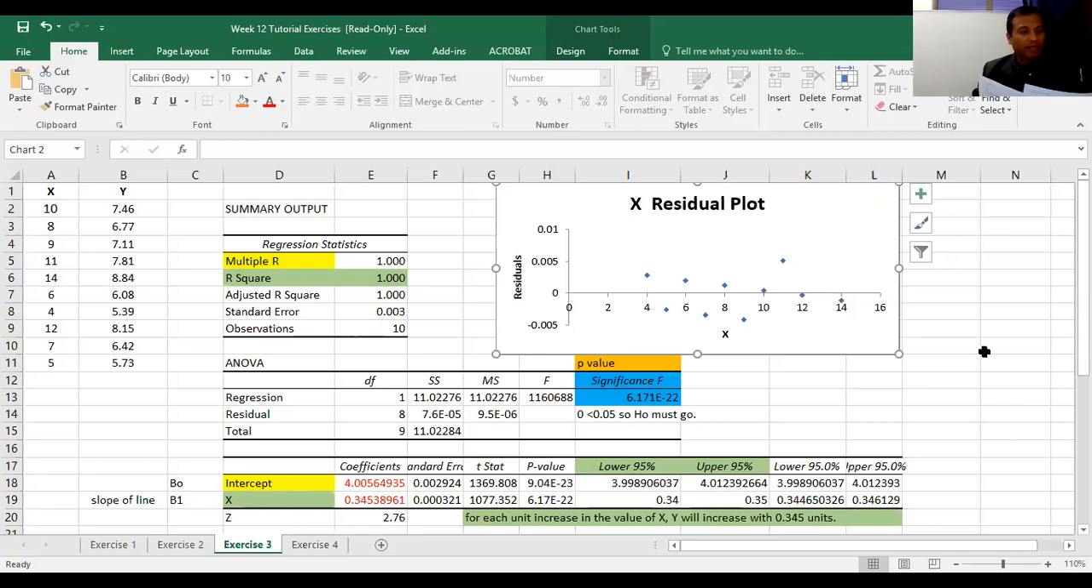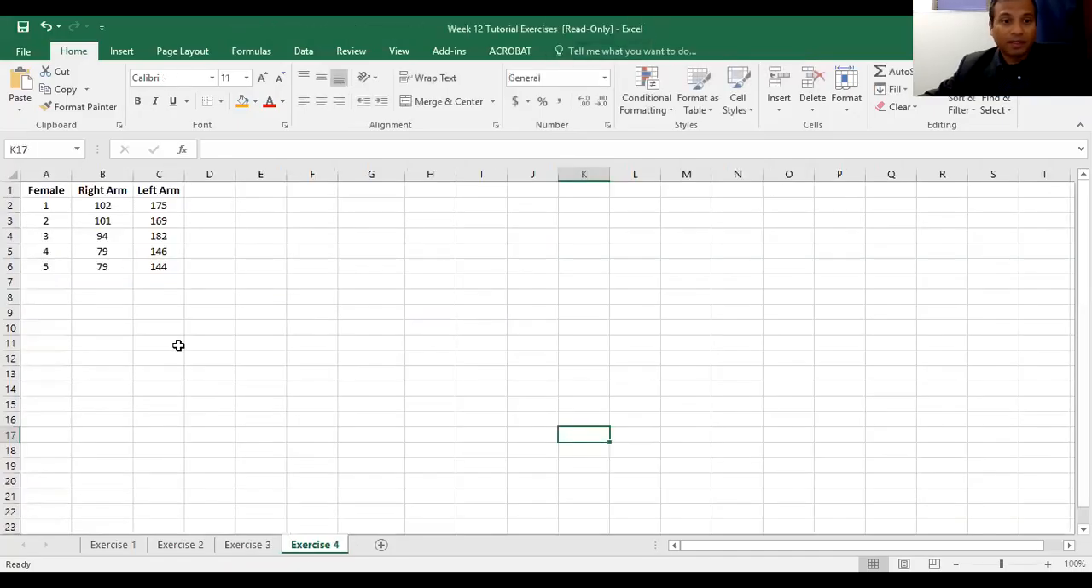Maybe we can do it quickly with exercise number 4. Quickly, very quickly. So this one is exercise number 4.